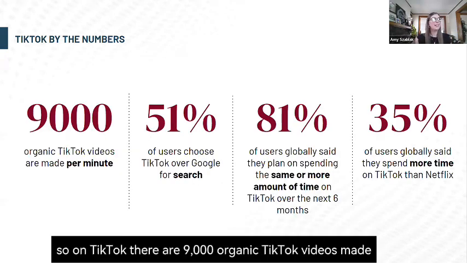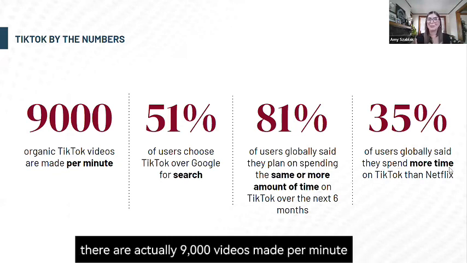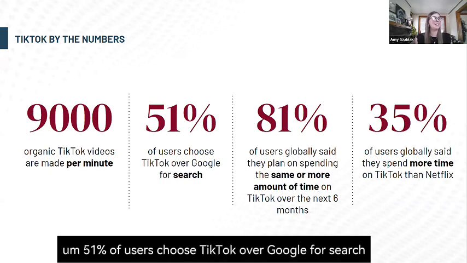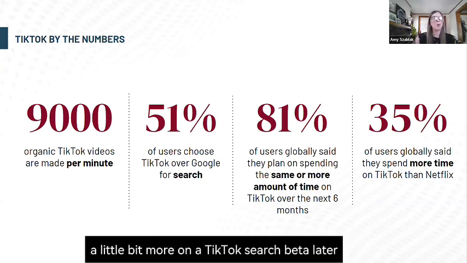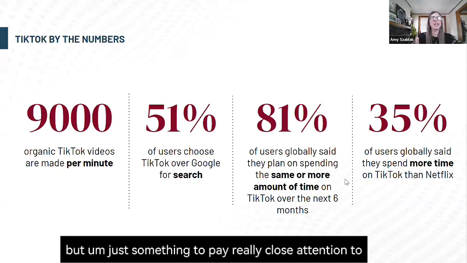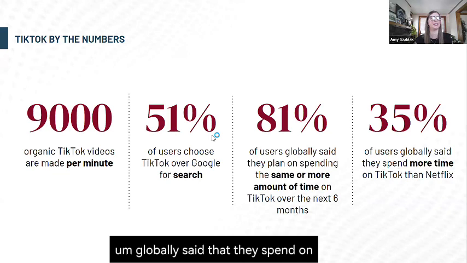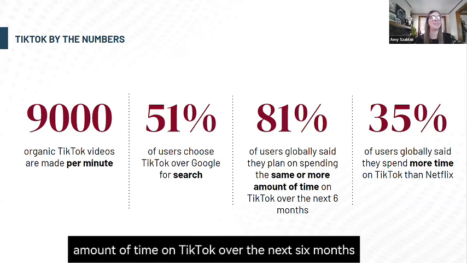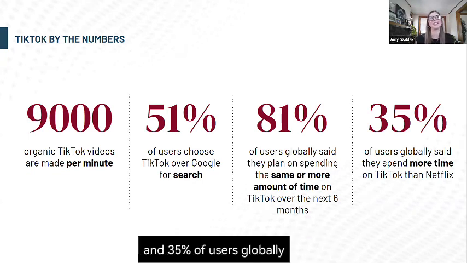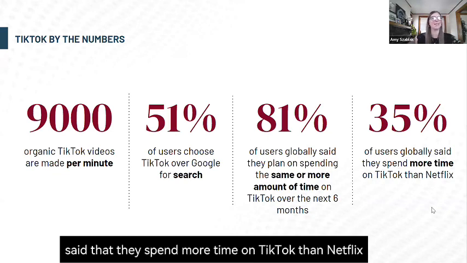On TikTok, there are 9,000 organic TikTok videos made per minute. That is not a typo. There are actually 9,000 videos made per minute. 51% of users choose TikTok over Google for search. We'll get into a little bit more on a TikTok search beta later, but just something to pay really close attention to. 81% of users globally said that they plan on spending the same or more amount of time on TikTok over the next 6 months. And 35% of users globally said that they spend more time on TikTok than Netflix.